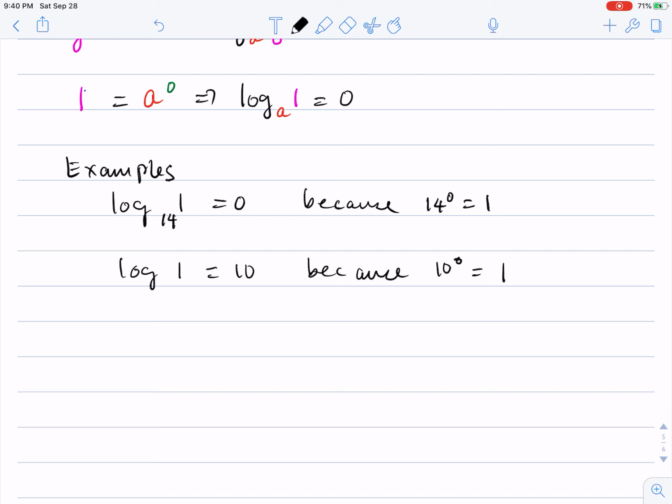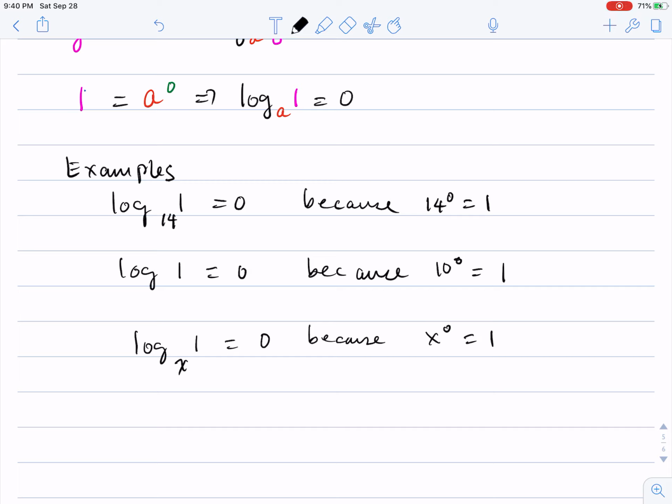Next, logarithm of 1 to the base x. 0 pa rin yan. Ay, teka lang, bakit yan yung nandito? This is 0. So, logarithm of 1 to the base x, still 0 pa rin siya because x to the 0 is equal to 1. Okay, so madali lang, di ba?